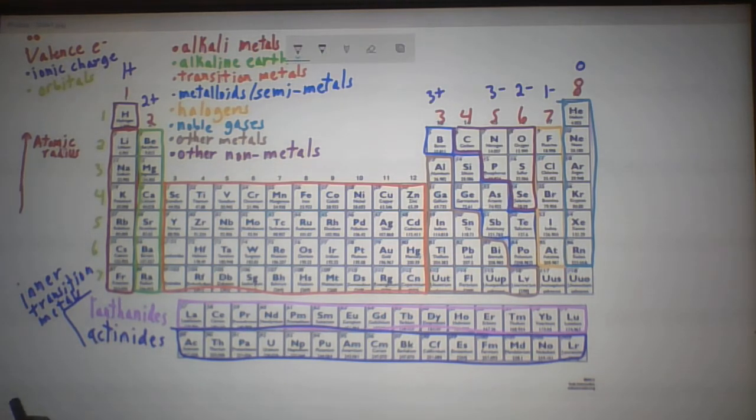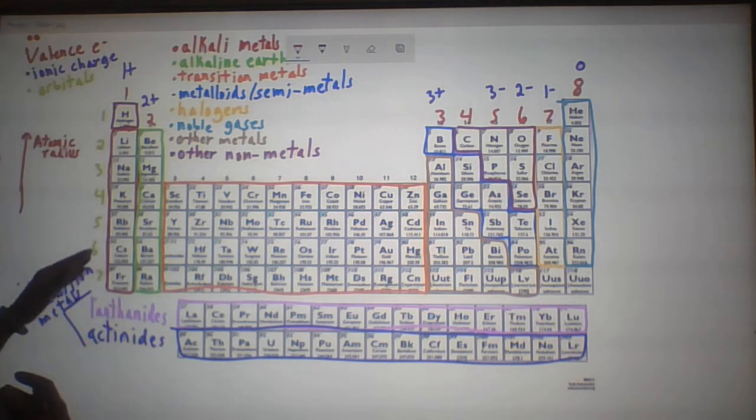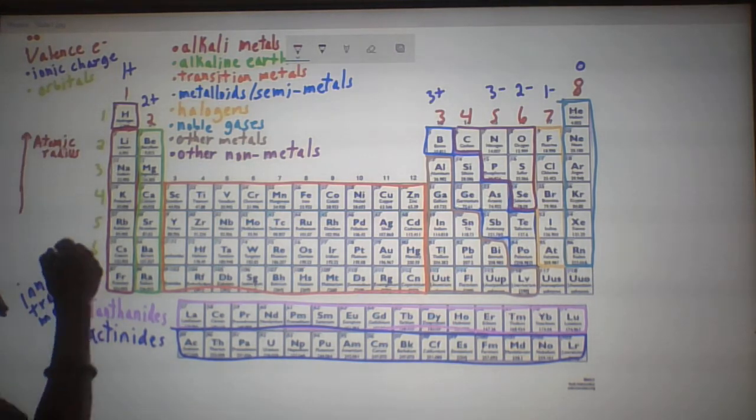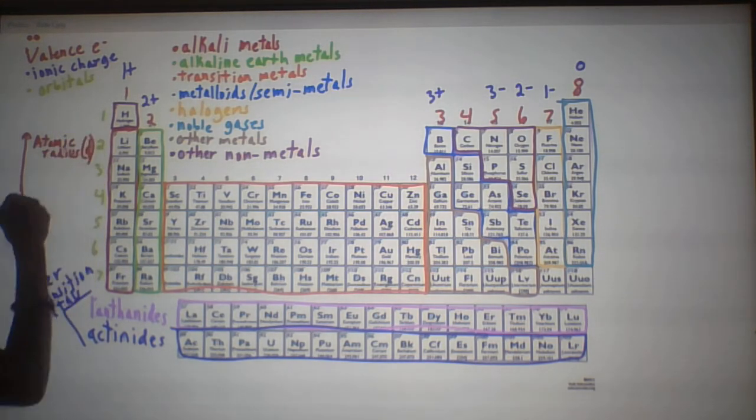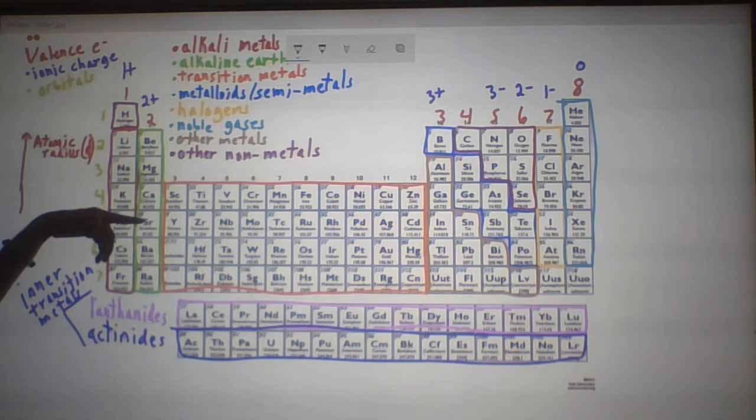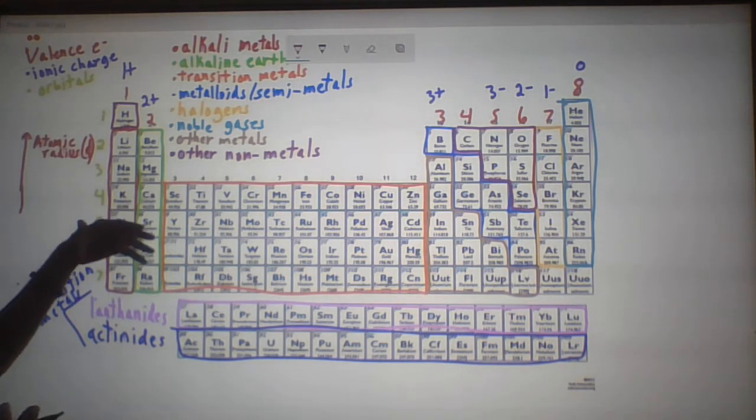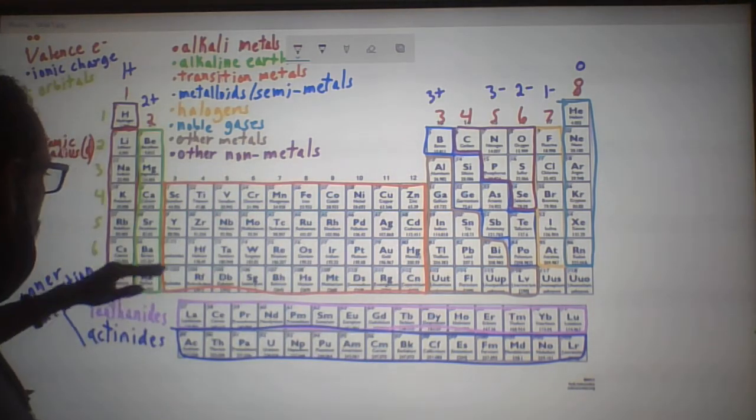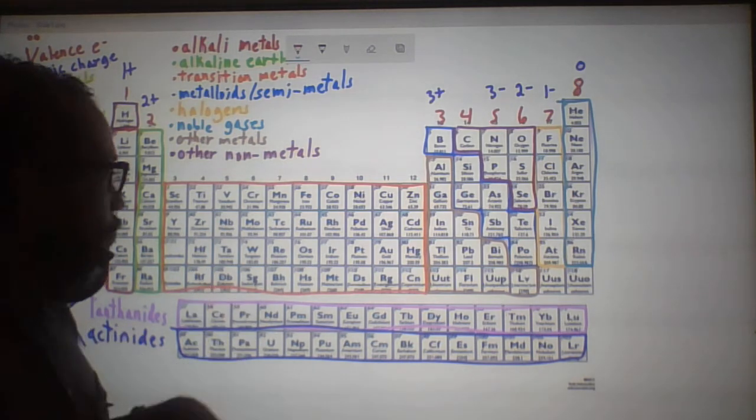All right, the first thing we'll talk about is atomic radius. So atomic radius, as we go from top to bottom, is going to increase, and from bottom to top it's going to decrease. Atomic radius decreases simply because I have fewer shells. So francium has 7 shells. He's real big. And hydrogen only has 1 shell, so he's real small.